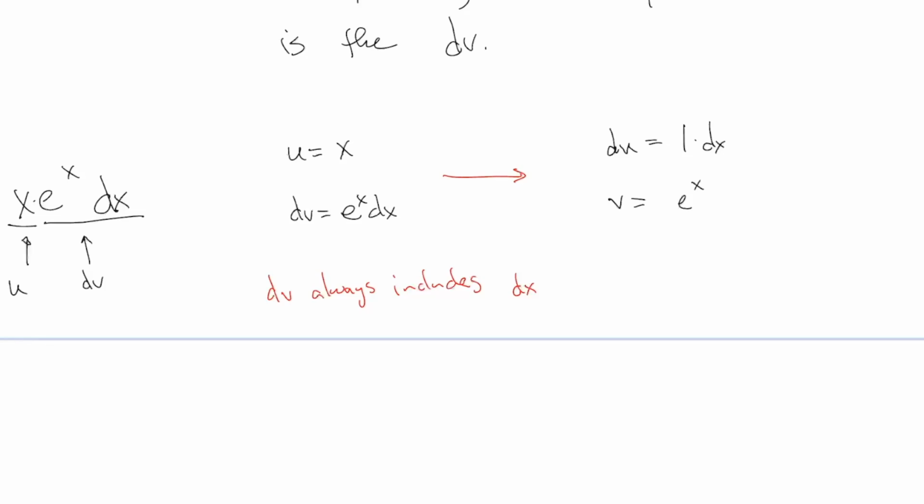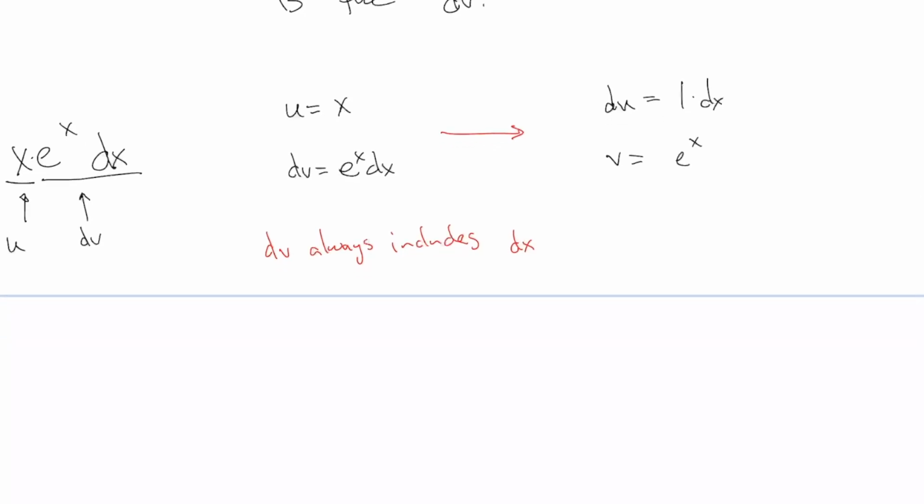So maybe I'll just make my commentary over here. The dv always includes dx. For this step, you find du by taking the derivative of u, and v is the integral or the antiderivative of dv. So it's similar to the u substitution. You choose u and then you take its derivative to get the du. You also choose dv and you take its antiderivative to get the v.